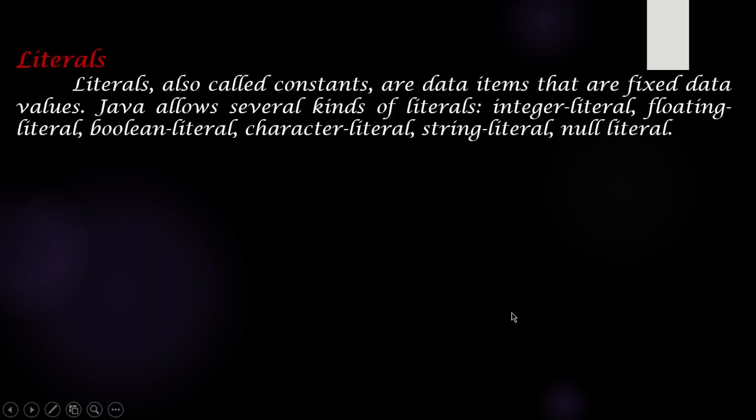Okay. Now let us talk about literals. Literals are also referred to as constants. They are data items that have fixed data values. There are various kinds of literals available in Java: integer literals, floating literals, boolean literals, character literals, string literals, and null literals.